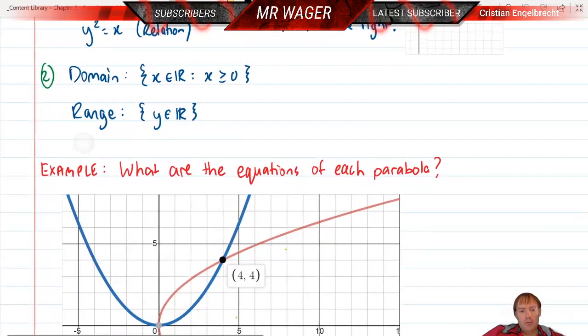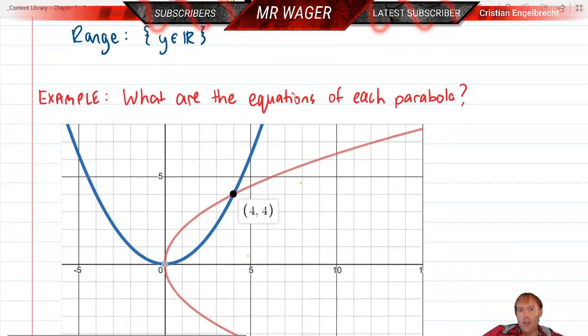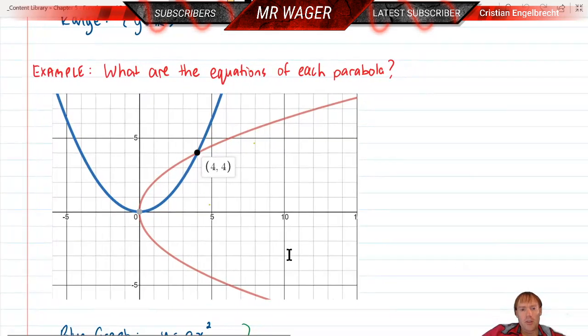Got one more example, and it's this one. What are the equations of each parabola? So I've got these two parabolas. Parabolas on their side are still called parabolas as well, and I've got this blue one here. All we know is that they intersect at the origin, and they also intersect at this coordinate here, 4, 4. So we want to know what the equations of each of these parabolas are.